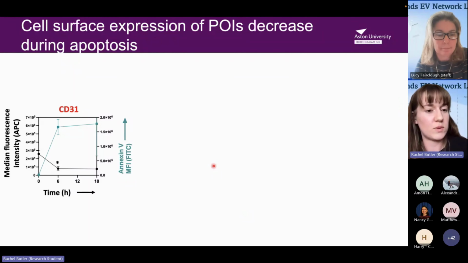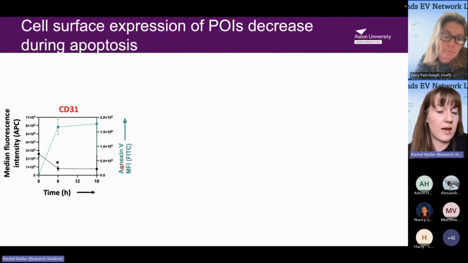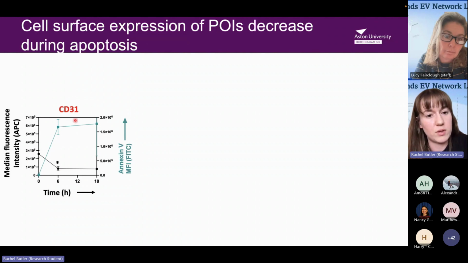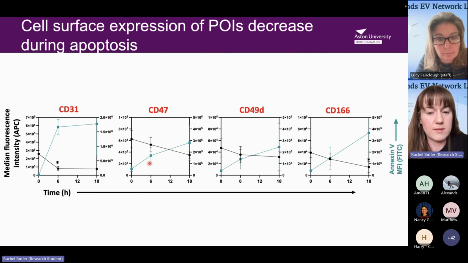So the first thing I wanted to do was look at the expression of each of these proteins in cells, looking at how the expression of these proteins on the surface changes in cells during apoptosis. To do that, I did flow cytometry, where I dual stained my cells with an apoptosis marker, Annexin-5, and an antibody targeting one of the proteins of interest. So here I'm showing CD31. As the cells progress through apoptosis, as shown in the green, we see a significant decrease in the surface expression of CD31. And I see the same sort of trend with all 4 of the proteins.